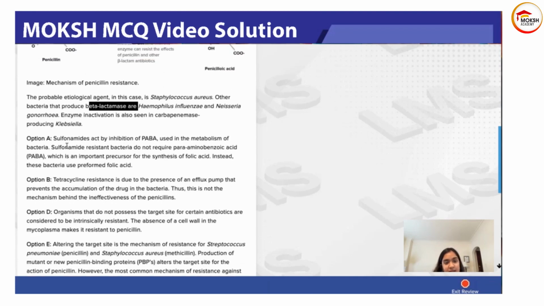Okay, so sulfonamides act by inhibition of PABA, which is used in the metabolism of bacteria. Sulfonamide-resistant bacteria do not require this PABA, which is an important precursor for the synthesis of folic acid. Instead, these bacteria use preformed folic acid.